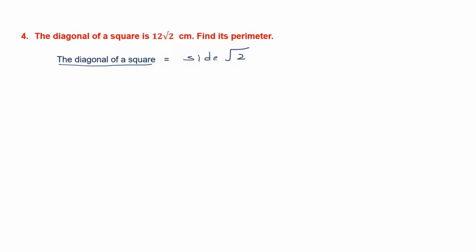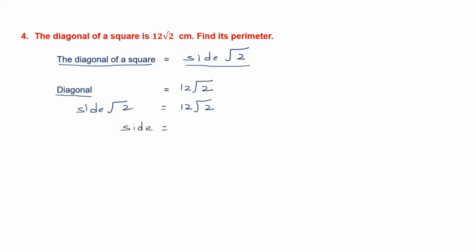Now the diagonal is already given to us. The diagonal given to us in the question is 12 root 2. So let's substitute with the formula. Diagonal is side root 2, isn't it? So side root 2 is equal to 12 root 2. Now we need to find the value of the side.